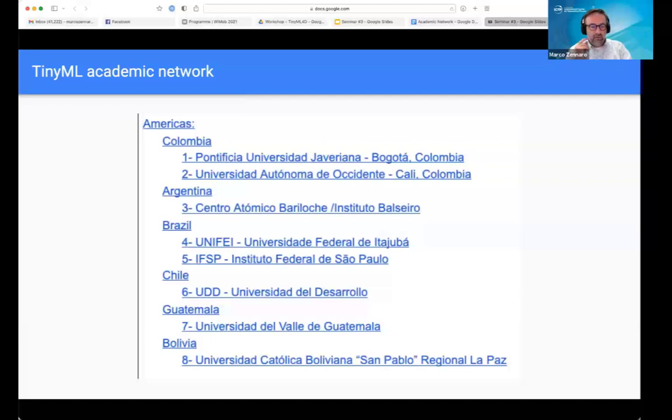So we have 2 universities from Colombia. We have Centro Atómico Bariloche in the southern part of Argentina. We have 2 universities in Brazil. We have Universidad del Desarrollo from Chile. We have Universidad del Valle de Guatemala from Guatemala. And we have Católica San Pablo in Bolivia. So there's 8 in the Americas.